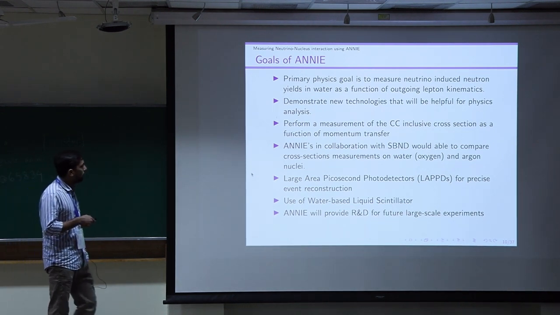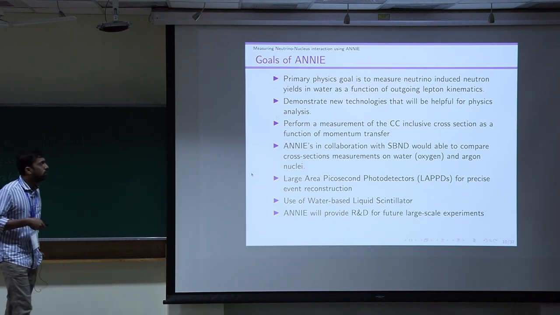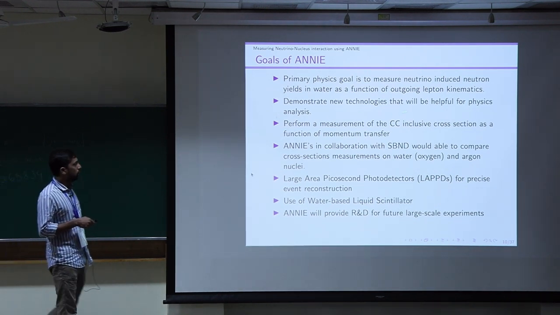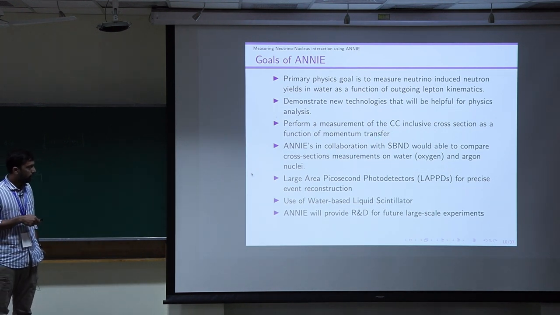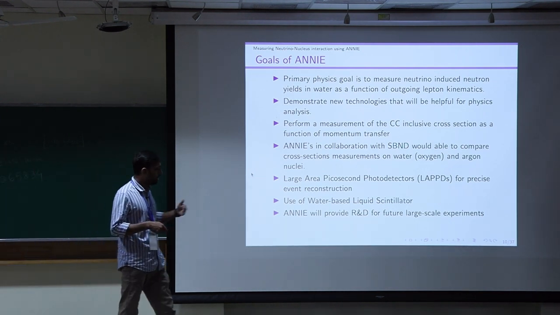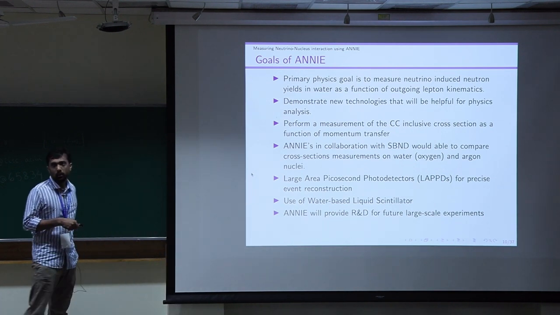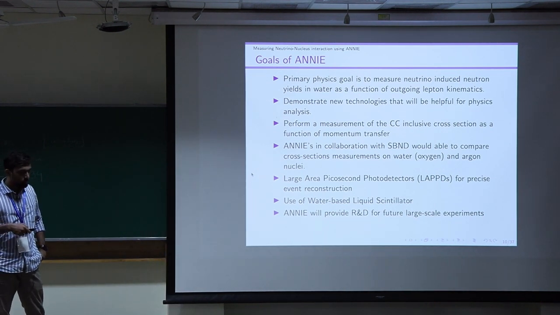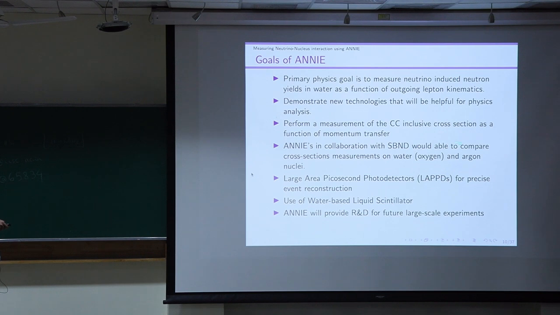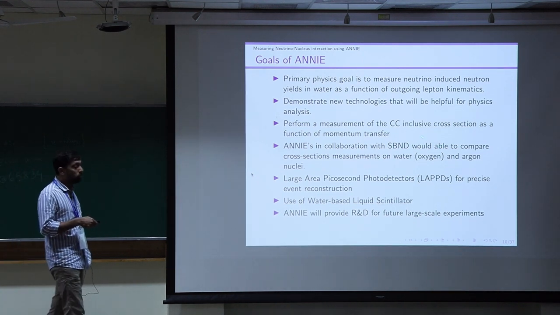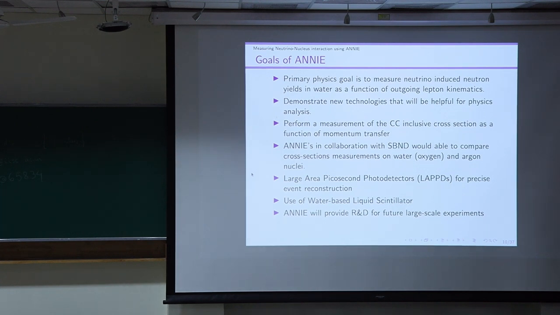On top of measuring the neutron multiplicity, ANNIE can also do cross-section measurements. Another thing we can do: there is SBND, the Short-Baseline Near Detector at Fermilab, which was built to look for the sterile neutrino anomaly that people have seen in MiniBooNE. SBND uses argon, so one can do a cross-section measurement both on water, meaning oxygen, and on liquid argon, and that will be extremely helpful because DUNE is also going to be a liquid argon detector.